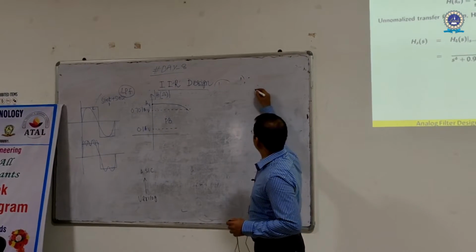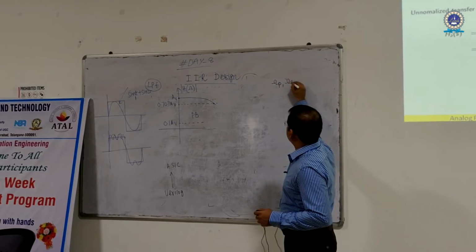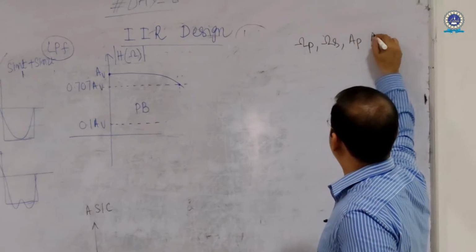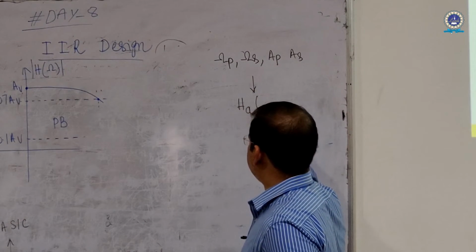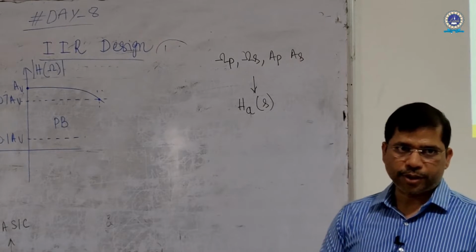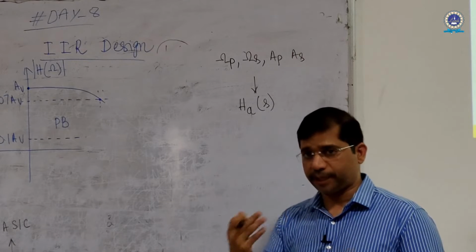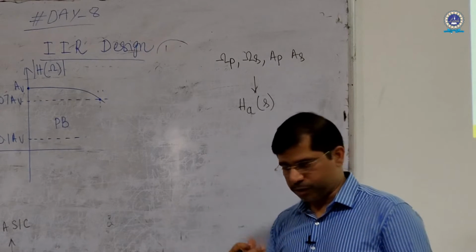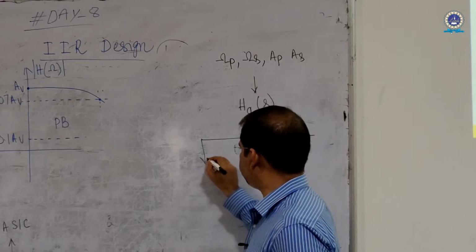So with the constraints that we have, omega p, omega s, Ap and As, what we get is H(s), the analog transfer function, using either the Butterworth or the Chebyshev. But as I said just now, the Chebyshev is better than the Butterworth because of the larger number of things. Now once I have this, then I have the other point.